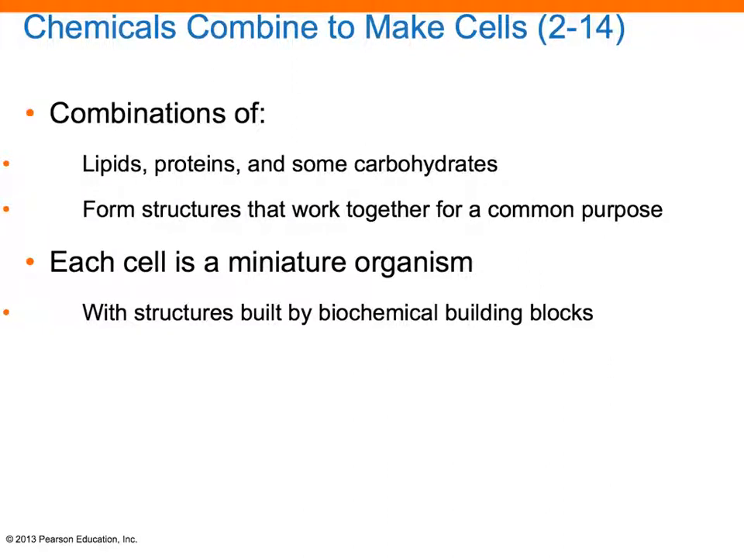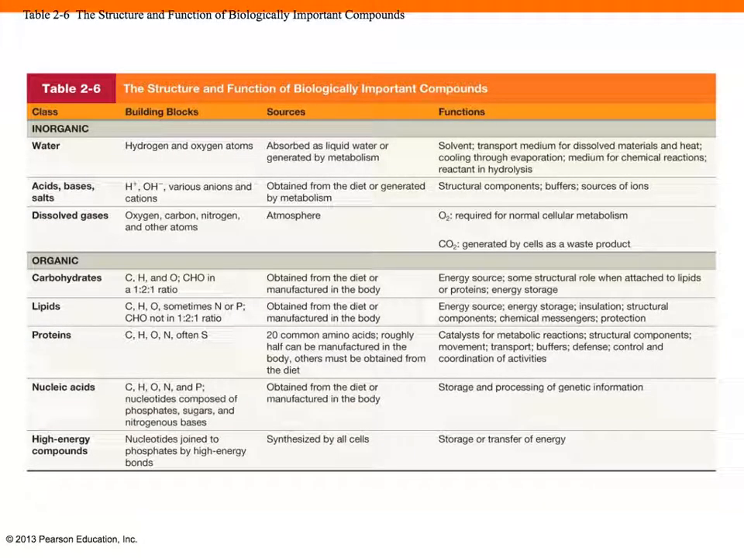Last but not least, we go to the last section, and what happens is in living cells, we combine the lipids, proteins, and some carbohydrates, and we form structures that work together for a common purpose. Each cell is a miniature organism with structures built by biochemical building blocks. This just shows you the inorganic compounds that we've covered throughout the chapter and the organic compounds. Together, this is how we make up life as we know it, and specifically human life.